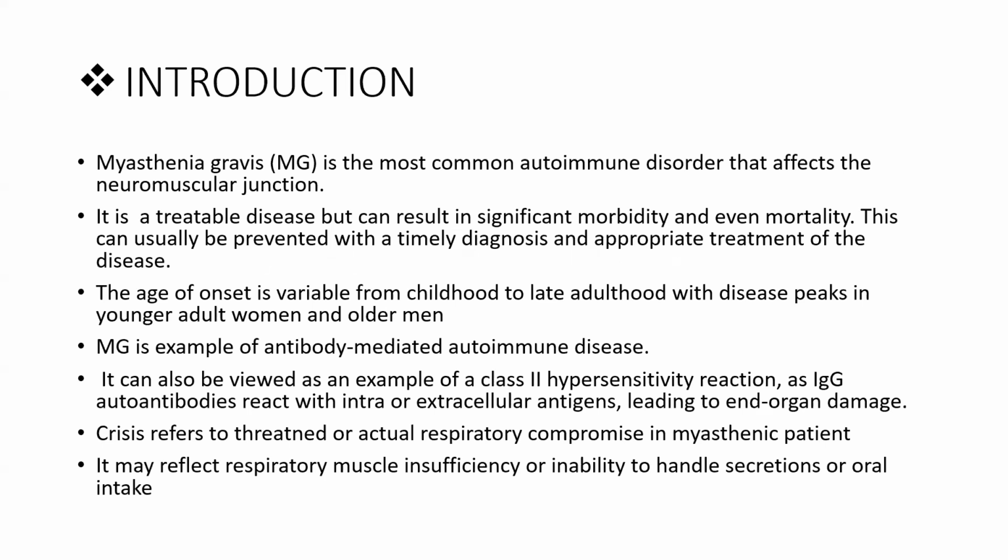The age of onset is variable from childhood to late adulthood, with the disease peaking in young adult women and older men. Myasthenia gravis is an example of an antibody-mediated autoimmune disease. It can also be viewed as an example of class 2 hypersensitivity reaction, as IgG autoantibodies react with extracellular antigen, leading to end organ damage. Crisis refers to threatened or acute respiratory compromise in a myasthenic patient. It may reflect respiratory muscle insufficiency or inability to handle secretions or oral intake.